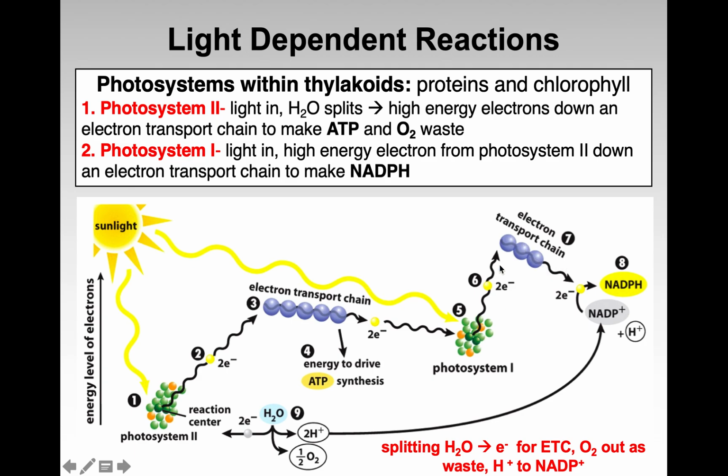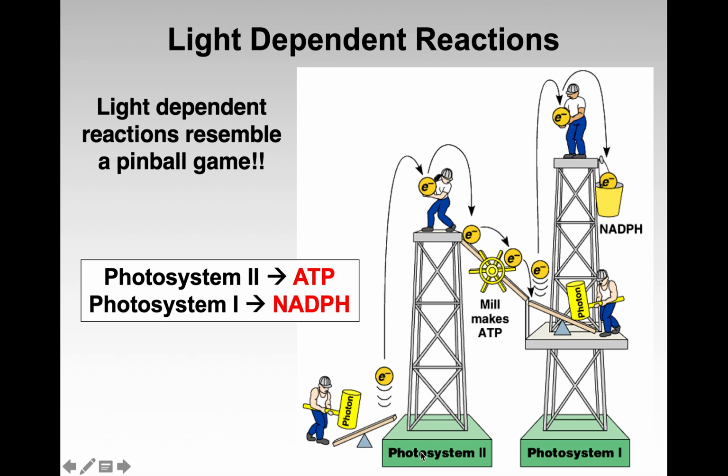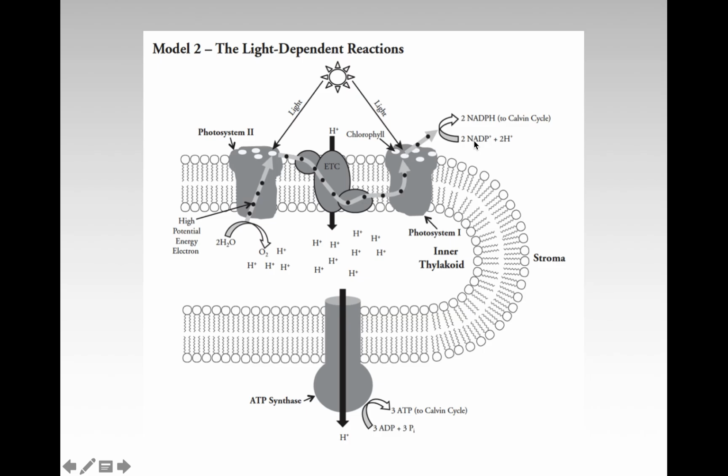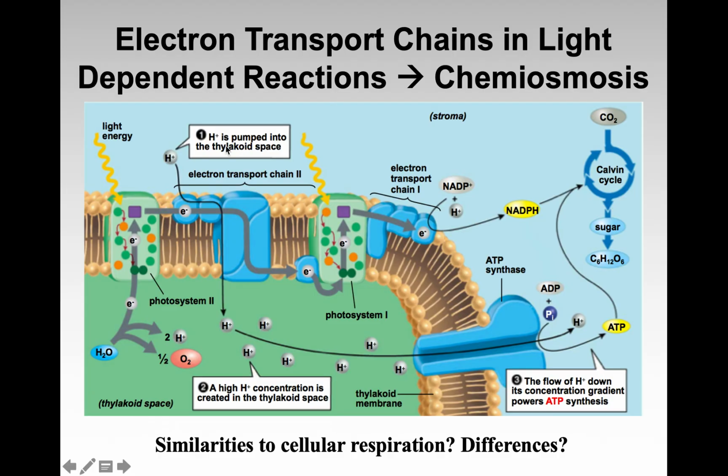They go down an electron, energized by a photon of light, down the electron transport chain. The final electron transport chain acceptor is NADP+ to make NADPH. So again, photon, energize an electron, electron transport chain to make ATP. Another photon of light, down the electron transport chain to make NADPH. There's always this flow of electrons. I like this diagram the most.